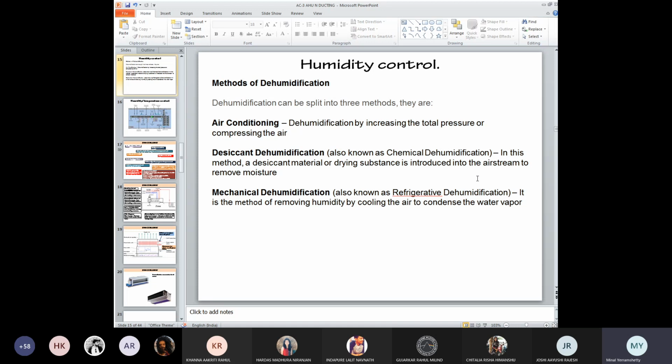You don't need to remember this. This is only for your information. Now in this method, you add a desiccant material, or basically a drying material. Do you know any drying material? Any one of you? If you are observant enough, you will know. Where do you see this kind of material being used in normal day-to-day life? Anyone? Silica. Yeah, but where do you use that?